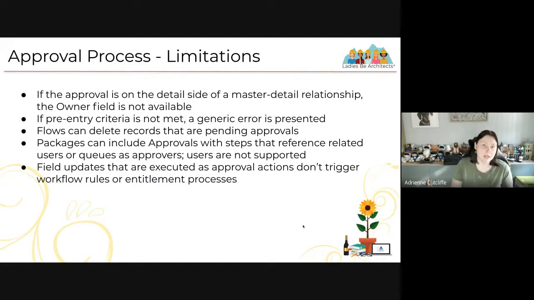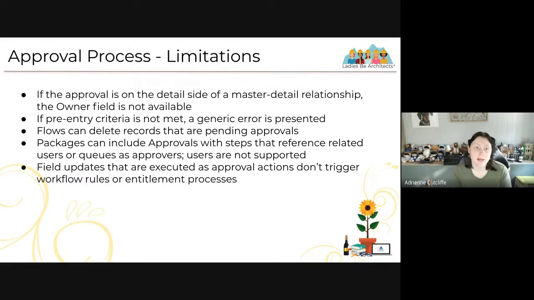What are some of the limitations of approval processes? If an approval is on the detail side of a master detail relationship, I feel like I've got a common theme today, the owner field isn't available. Typically when you submit an approval process, one of the options is that you want the approval to go to the manager of the person who owns the record. In this instance, you can't do that because detail relationships don't have an owner field. So we're going to have to indicate those another way.